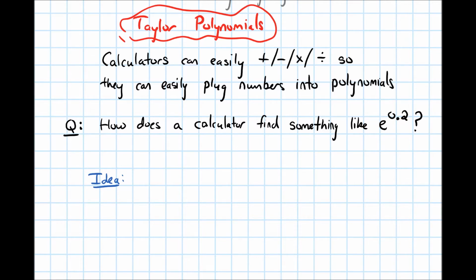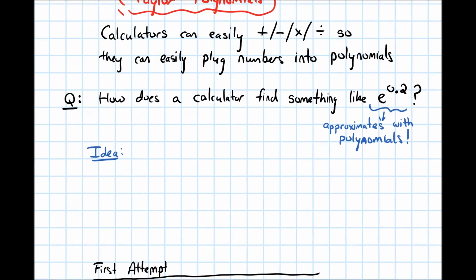So a calculator doesn't know what this is exactly. What it actually tells you is an approximation of this. It tells you an approximate value. And the way it approximates this is it approximates it with polynomials. Those are things that a calculator can handle more easily. Okay, so let's talk about the idea and how a calculator might do this.